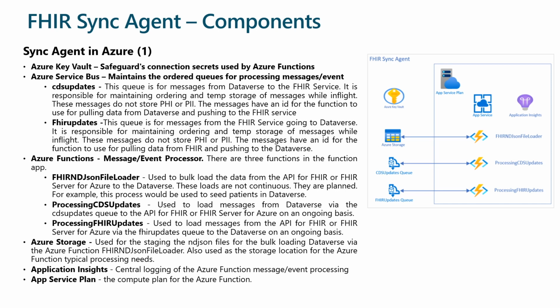It takes the messages from the FHIR update queue, which are coming from the Azure API for FHIR, and sends it to the Dataverse. In addition to that, we have Application Insights for central logging of the Azure function messages and event processing. On top of it, we have an app service and an app service plan to support all of these resources.